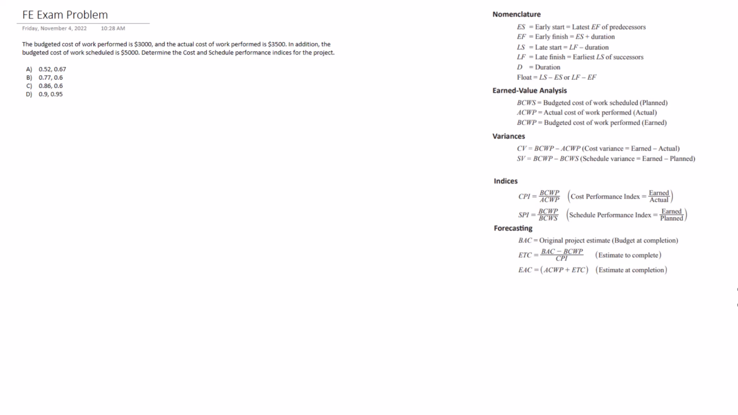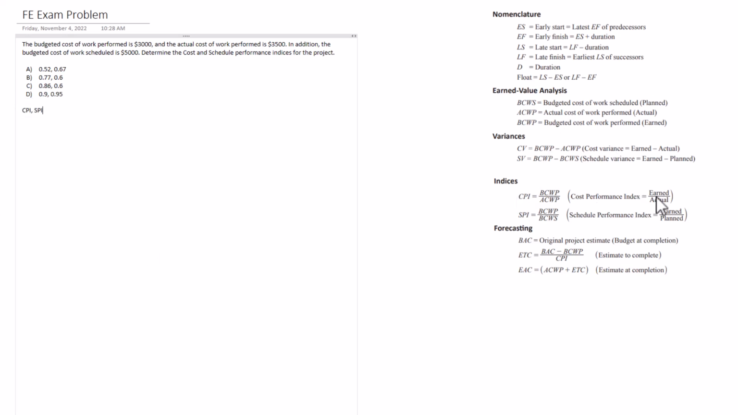So in this problem, the budgeted cost of work performed is $3,000 and the actual cost of work performed is $3,500. In addition, the budgeted cost of work scheduled is $5,000. So determine the cost and schedule performance indices for the project. That means we need to determine CPI and SPI for this project, cost performance index and schedule performance index.